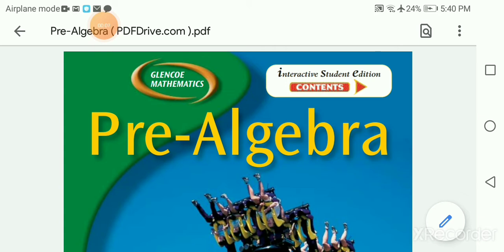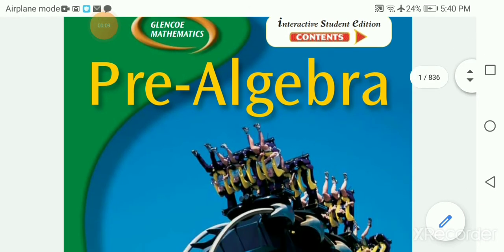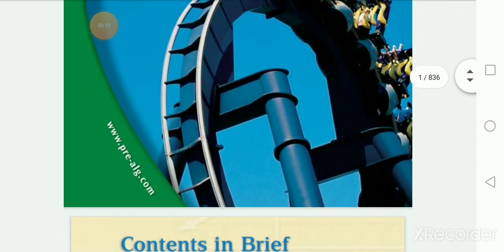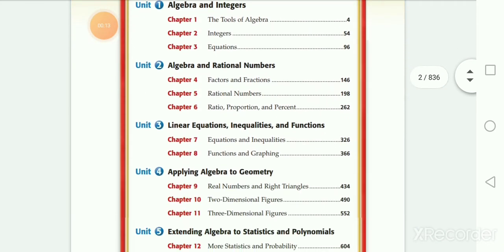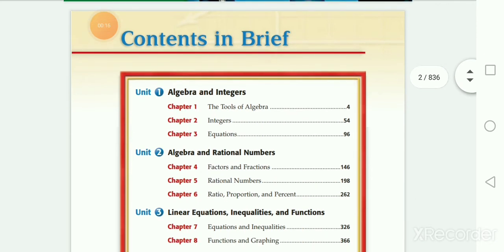Today we are going to start a new book. It's called Pre-Algebra. Okay, so you have this book open. We are going to open the book. We have here Unit 1, Algebra and Integers. So we have Chapter 1, the tools of algebra, Chapter 2, integers, and Chapter 3, equations. Let's start.